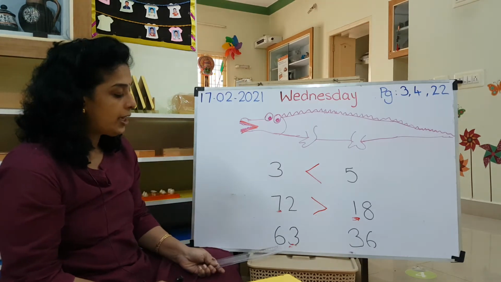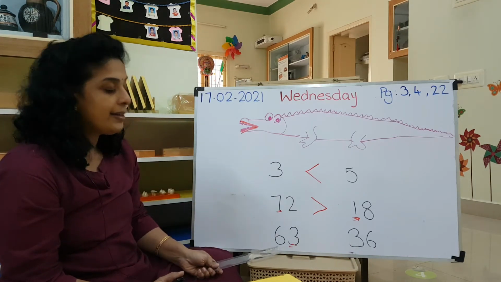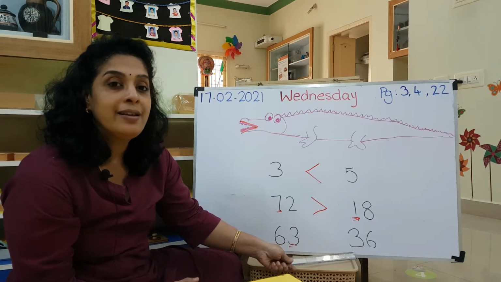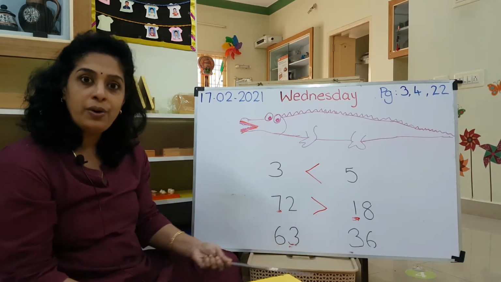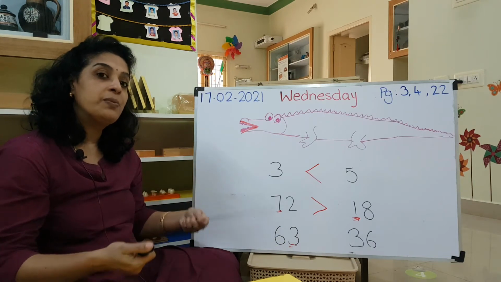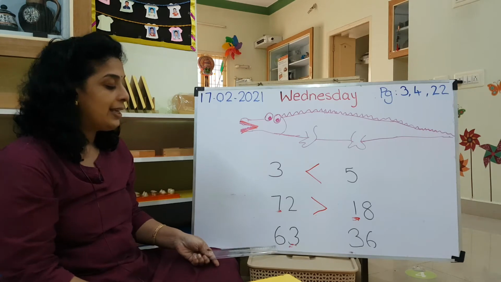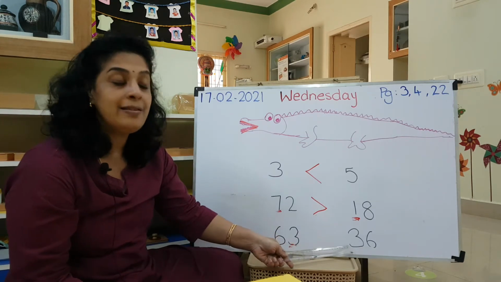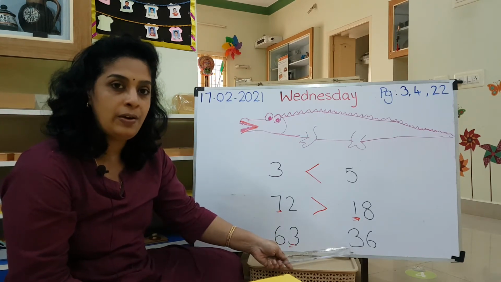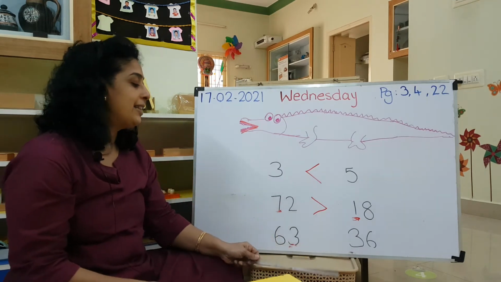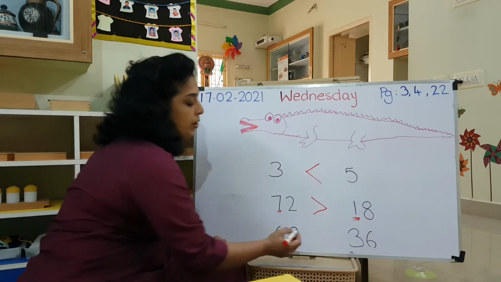Let's check how many tens are there. How many tens are there in this? 6 tens. And how many tens are there in this? 3 tens. You've been doing addition and all those things with the decimal system, so you will very easily say that there are 6 tens in this and only 3 tens in this. So which is bigger, 6 tens or 3 tens? 6 tens. Very good. So we will use this symbol.